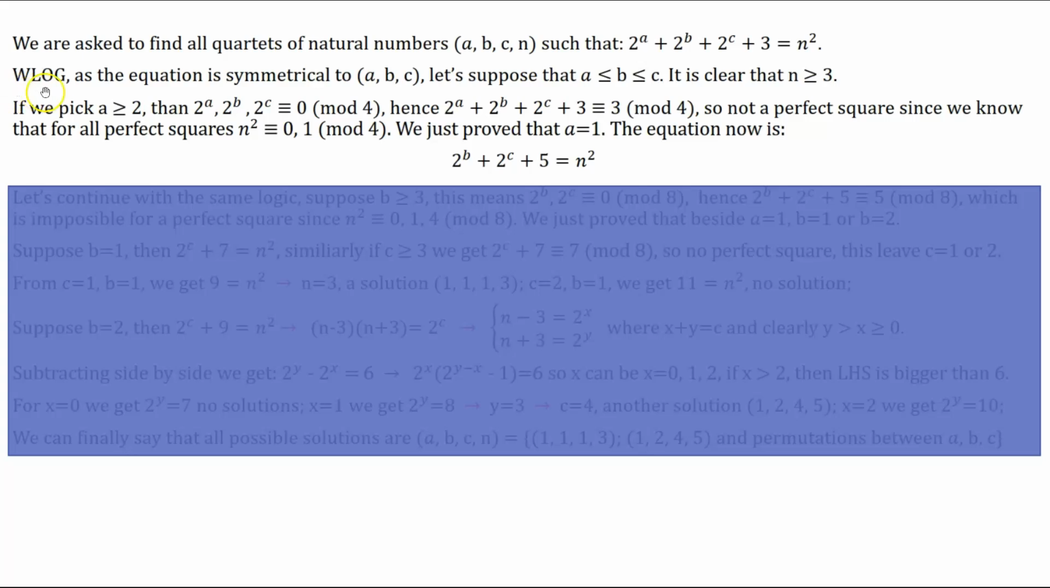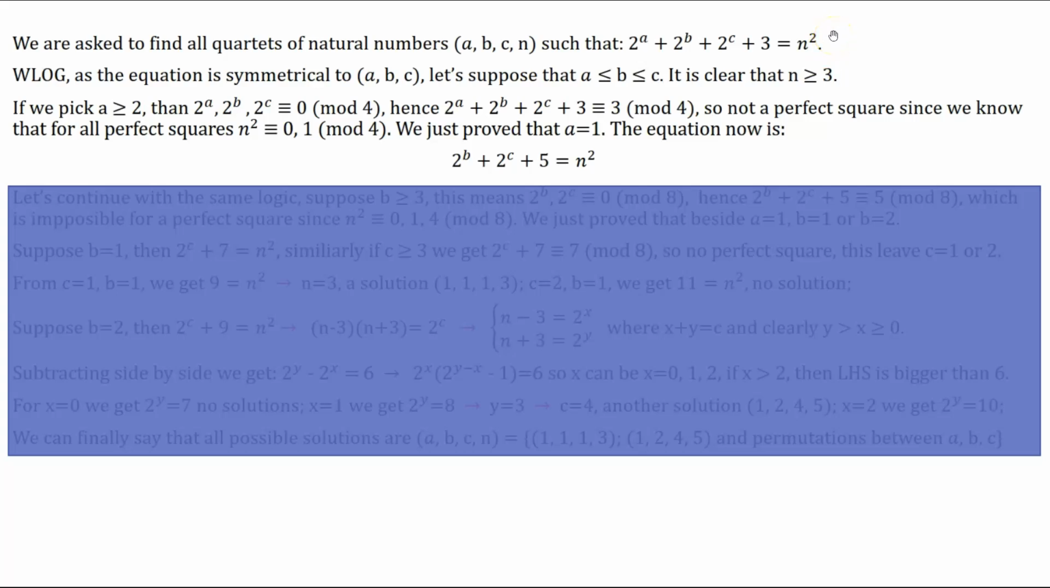Now, the first thing we can do is to make some restraints about the numbers in this equation. Without loss of generality, given that the left hand side is symmetrical in a, b, c, let's suppose that a is smaller or equal to b, smaller or equal to c. It is clear in this case that n should be greater or equal to 3, because the least possible value the left hand side can take is equal to 9.